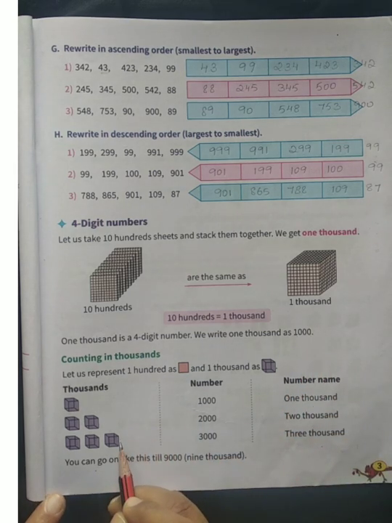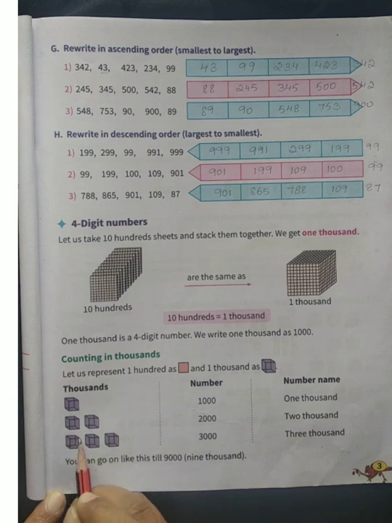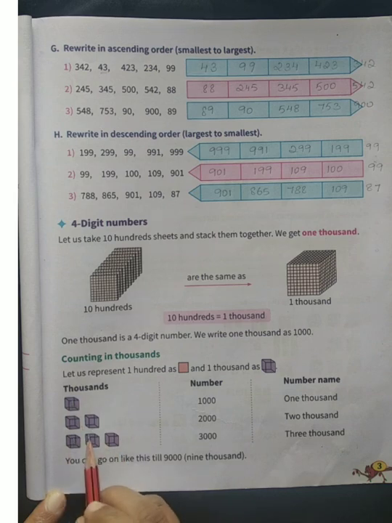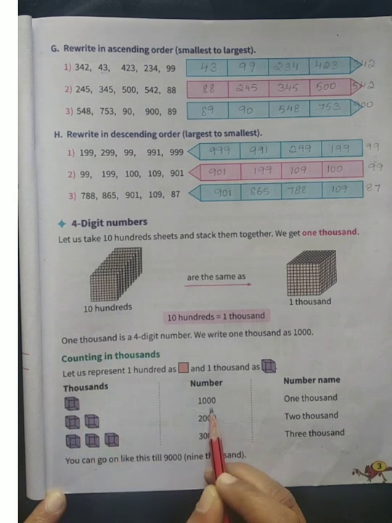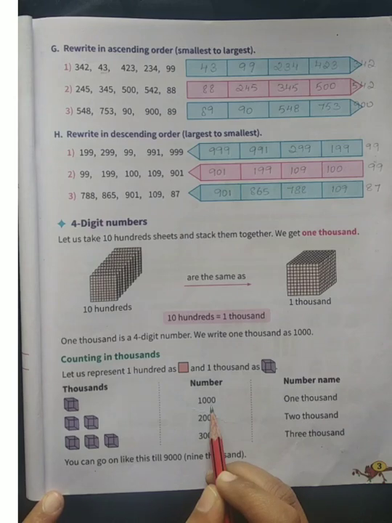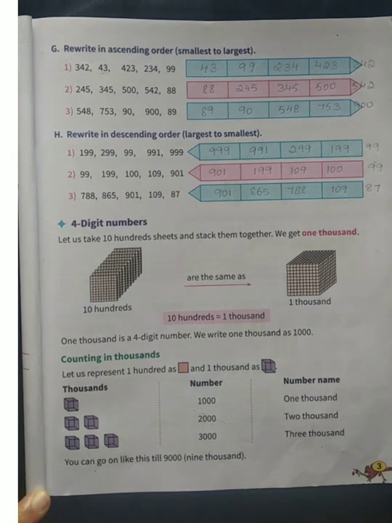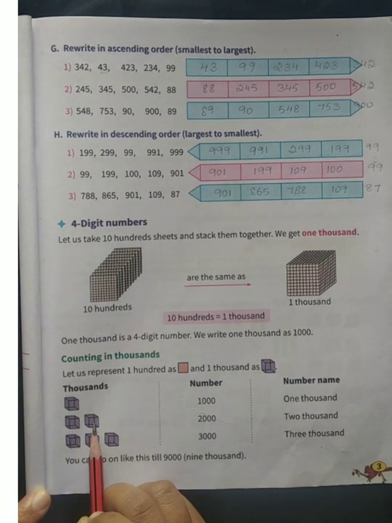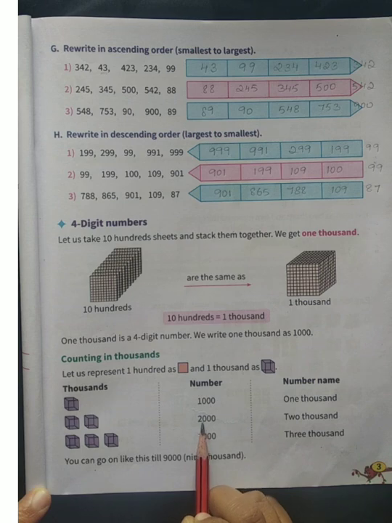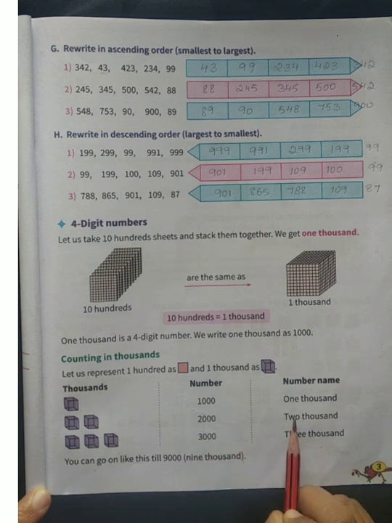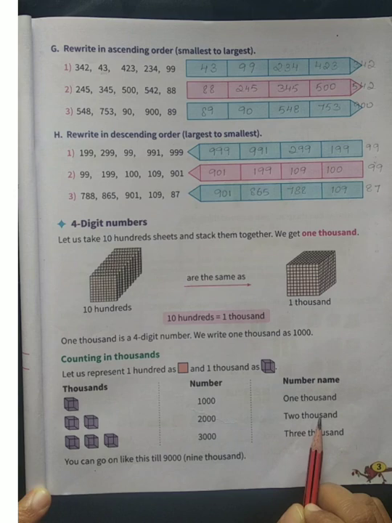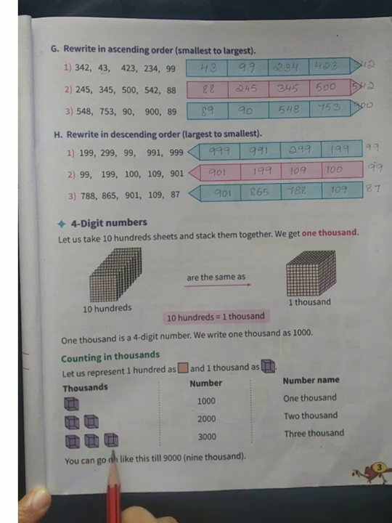Now counting in thousands. These cuboids which are formed will represent thousands. So here if there is 1 cuboid, it will represent 1,000, and the number name is written as 1,000. 2 cuboids will represent 2,000, written in number figure like this and in words as 2,000. Same goes with 3,000 till 9,000. Shall we turn the page?